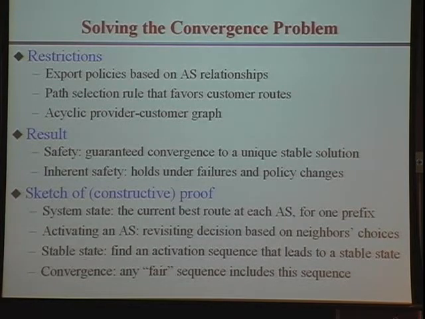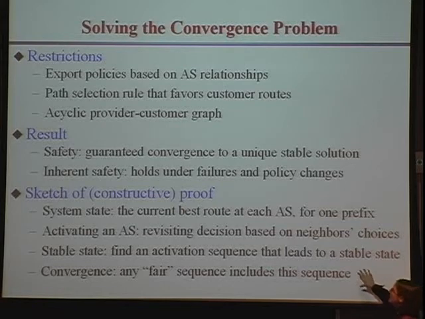So the basic idea of the proof is that at any given time, the system state is the current best route that any domain is currently picking to reach that destination. And I'll focus just on one destination in the proof. And I'm going to activate the domains, activate the nodes. And whenever I activate a node, it's going to look at the choices its neighbors are currently making, pick its own best route from that set. And I'm going to activate the ASs one after another. And so I'm going to first demonstrate that there is a stable state, that there is some order in which I can wake up or activate these nodes such that they lead to a stable state.